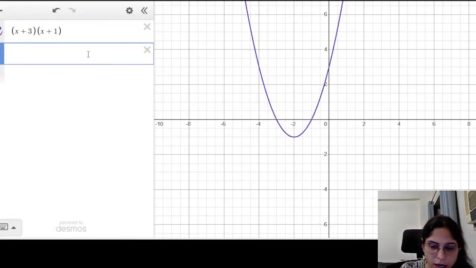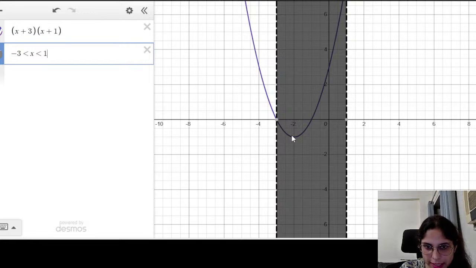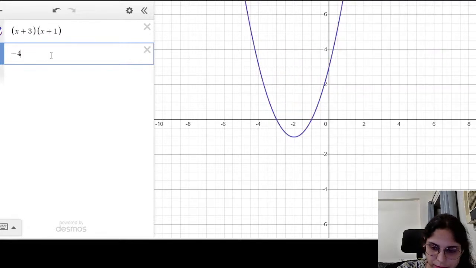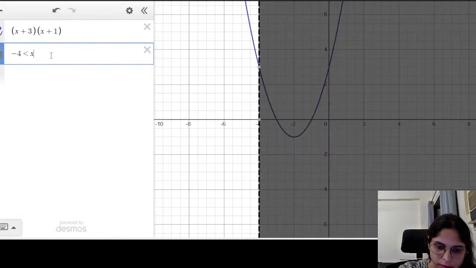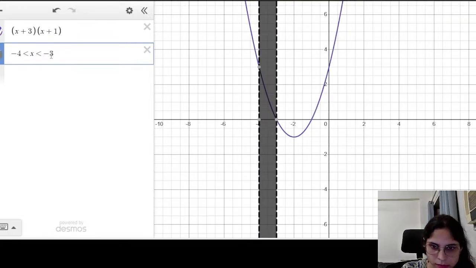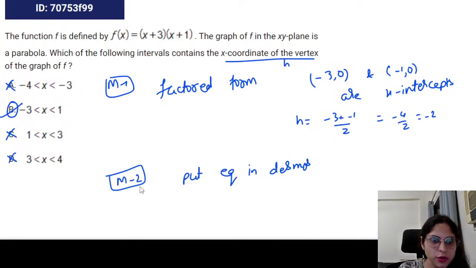And if you're wondering how do I know that? You write exactly this, negative 3 to 1, and you see negative 2 is coming over here. You write the first interval, you see negative 2 is not here, and the next two intervals you already know because those are the positive ones, so you will be confused in A and B. You can just type the exact interval and see where the vertex is coming. So it's coming in negative 3 to 1.